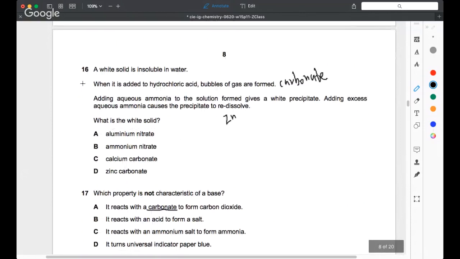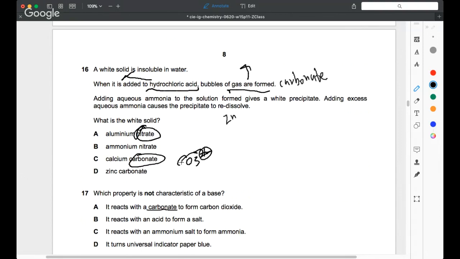Let's go to number 16. So we have hydrochloric acid reacting with this white solid, and it gives you bubbles. We have two choices. One is nitrate, one is carbonate. We know that there's no reaction between nitrate and acid. Carbonate reacts with acid. Sorry, carbonate is a -2 ion. It reacts with acid and gives you carbon dioxide and water. Right, so this is balanced. So this is consistent with the observation, so the choice will be C or D.